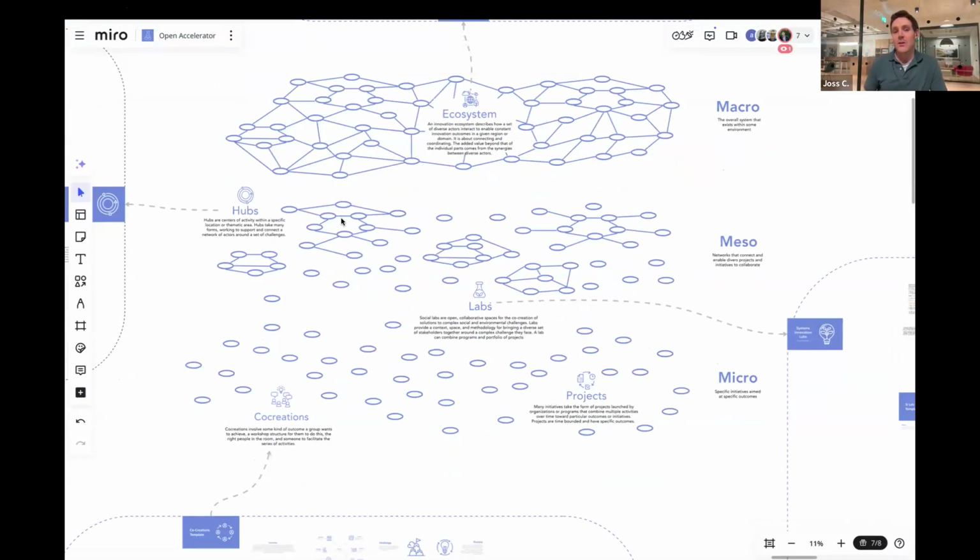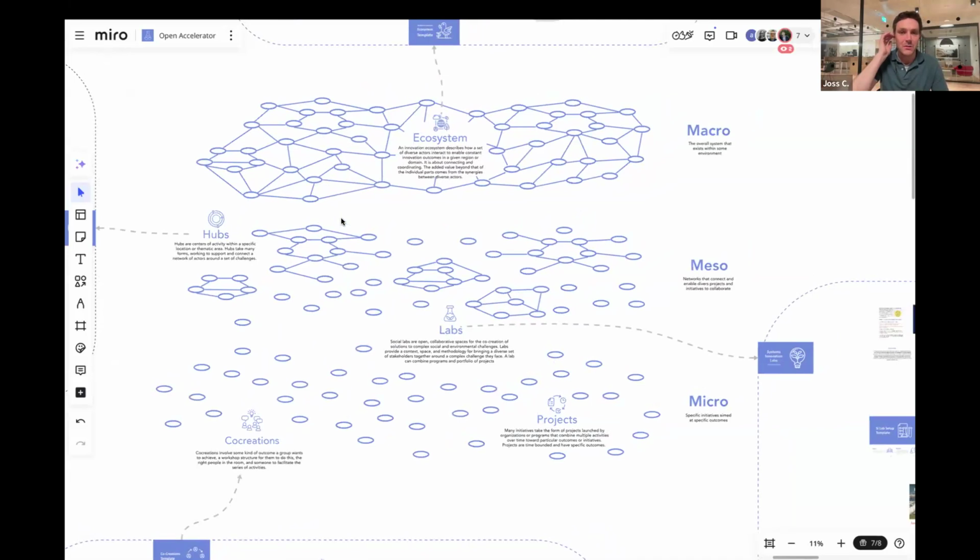This is about the different types of ways or formats that we go about doing systems change, from the micro to the macro and everywhere in between. We heard a few things already about labs and co-creations and projects, and maybe a bit about ecosystems. So I put this graphic together recently. It's one way of thinking about it. On the micro level, we have these small initiatives like projects and co-creations. We saw some workshops there.